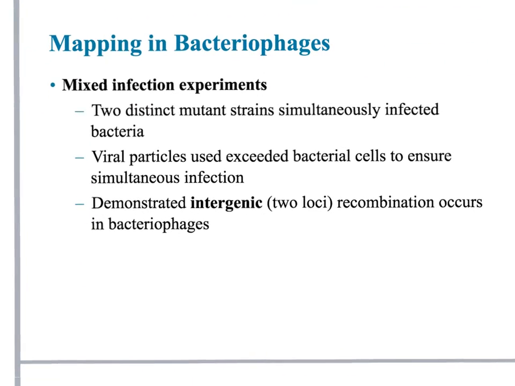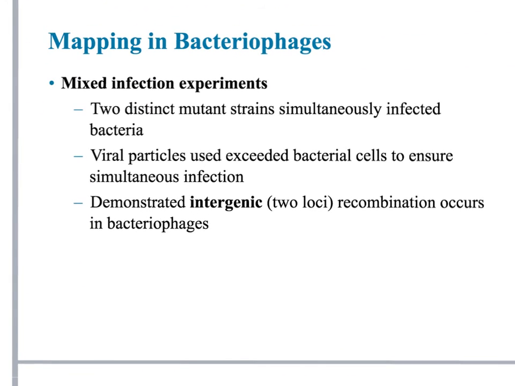To map a bacteriophage, there was a mixed infection experiment where two distinct mutant strains were simultaneously infected in the bacteria, and the viral particles used exceeded the bacterial cells. The reason for that was to ensure simultaneous infection. What they demonstrated in this mapping was that intergenic recombination, between two loci, occurs in bacteriophages. So again, a really key concept here is that intergenic recombination occurs in bacteriophages. So it's at two different loci.